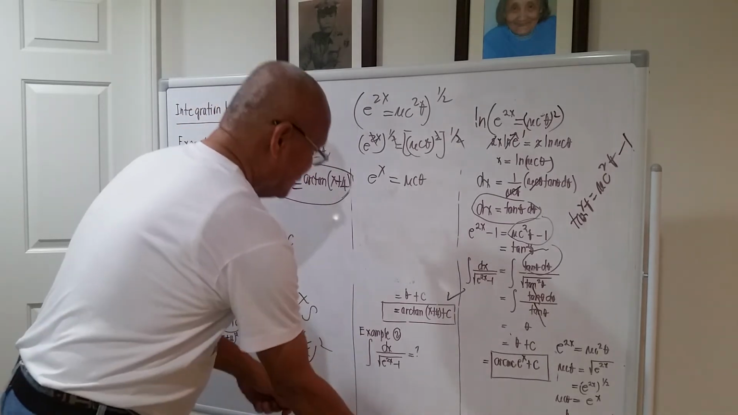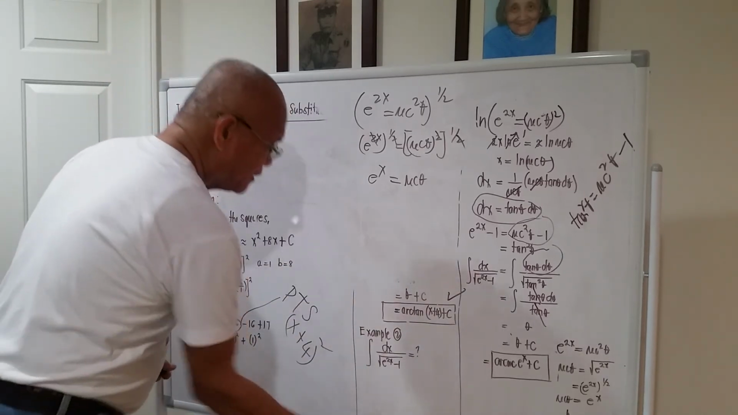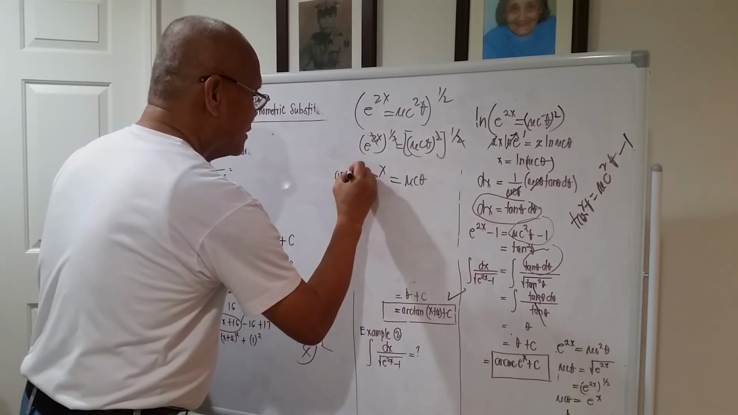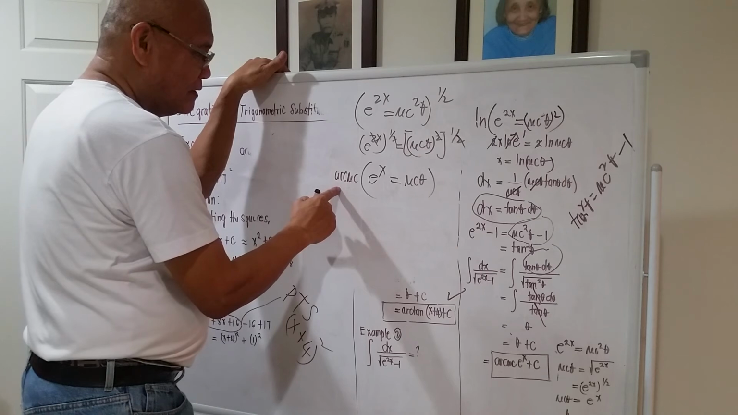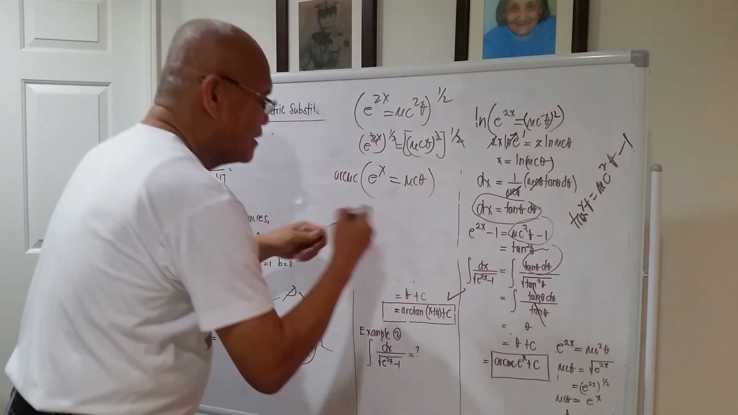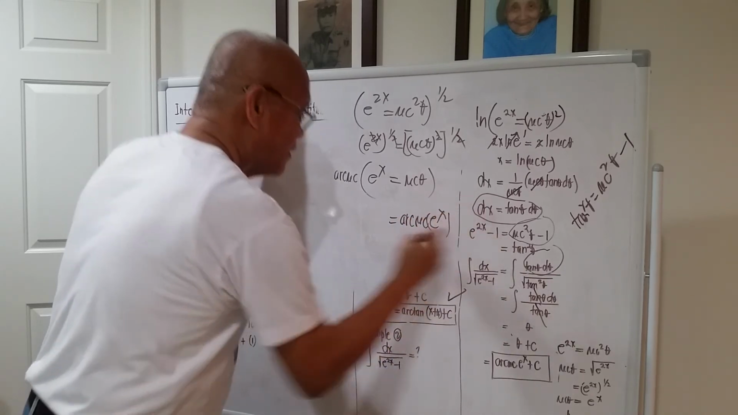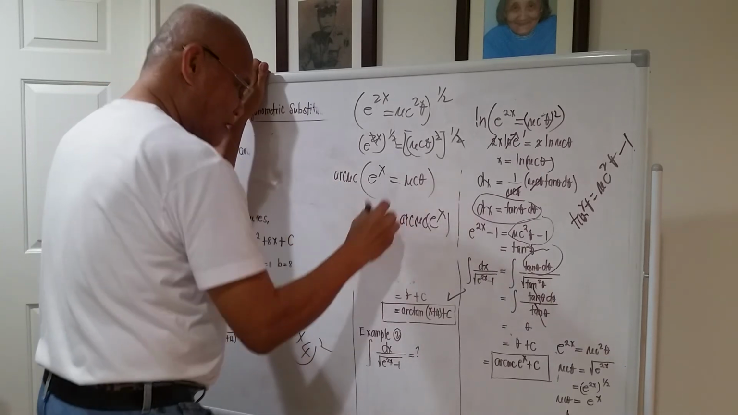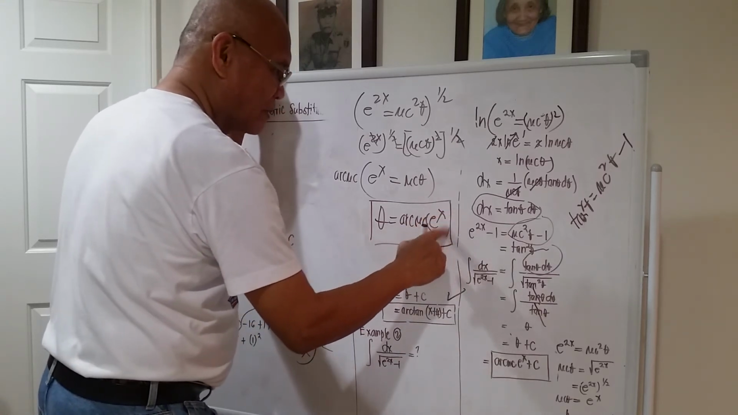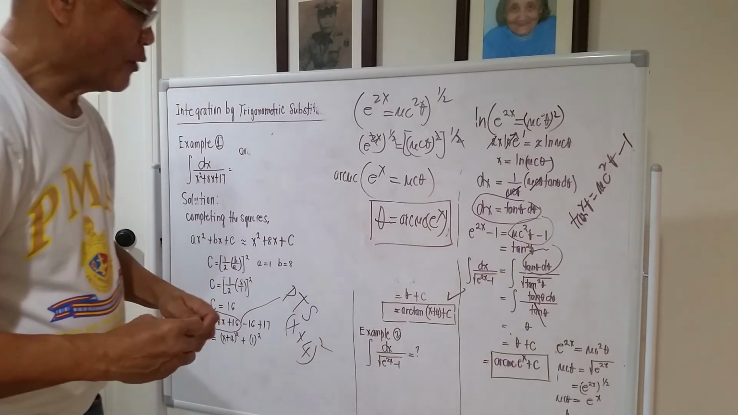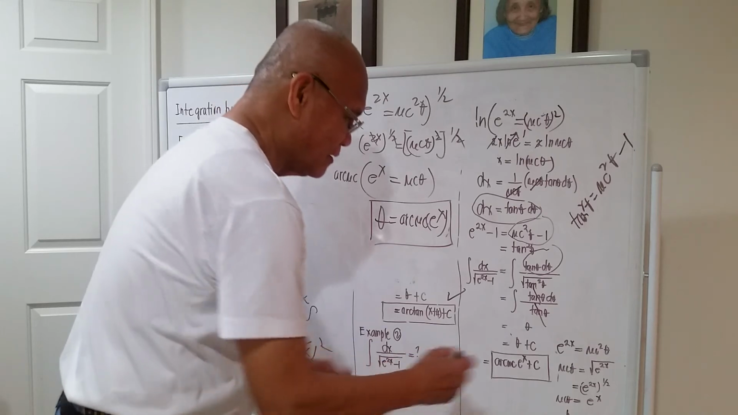Then to compute for theta, take the arc secant of both sides. The arc secant of e to the x equals the arc secant of secant of theta, which will be theta. So this is the value of theta in terms of x. So our final answer is arc secant of e to the x plus c. That's it.